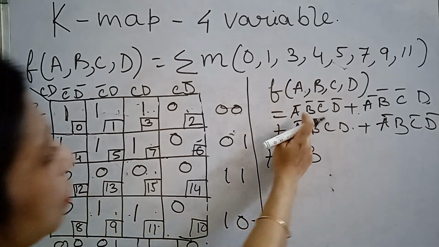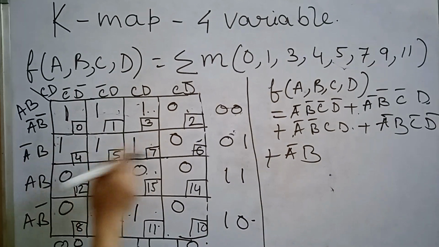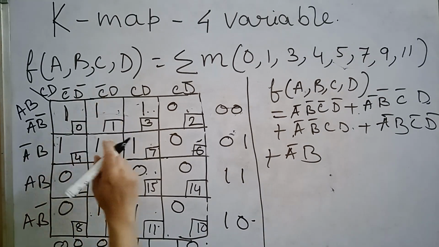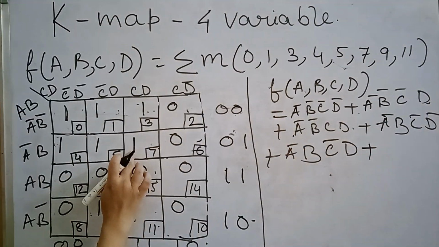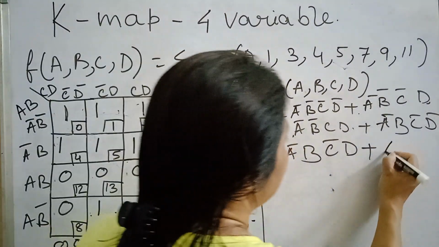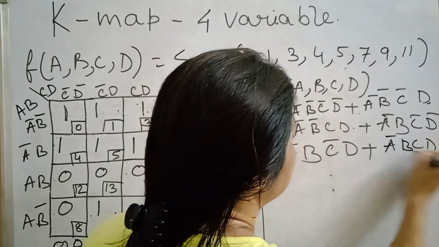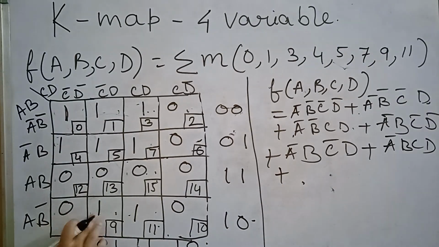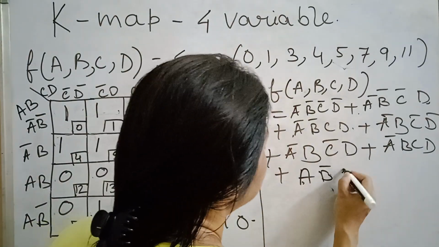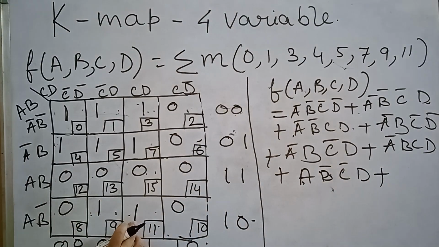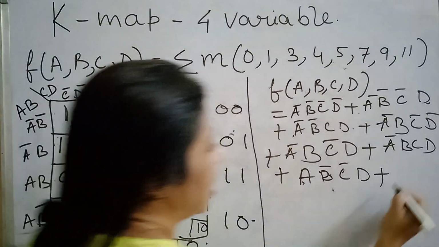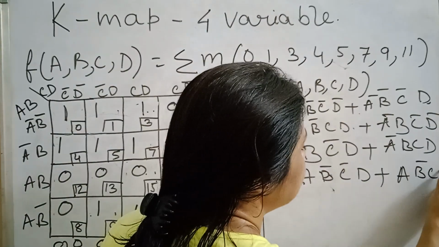We have written 1, 2, 3, 4 of these. So this one is A bar, B, C bar, D. This one is A bar, B, C, D. Now this one is left. This is A, B bar, C bar, D. Now this one is A, B bar, C, D.